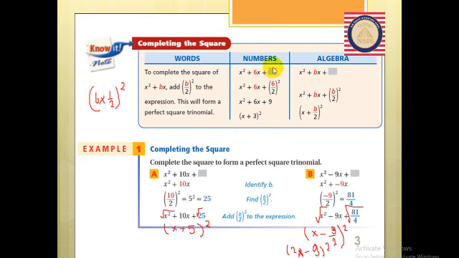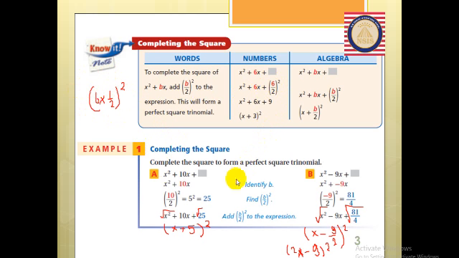Here, if you want the third term, as we said, it's b over 2 all power 2. b, which is 6, over 2 all power 2. Or I can write it like this, b times half all power 2. I can make it like this or like this.